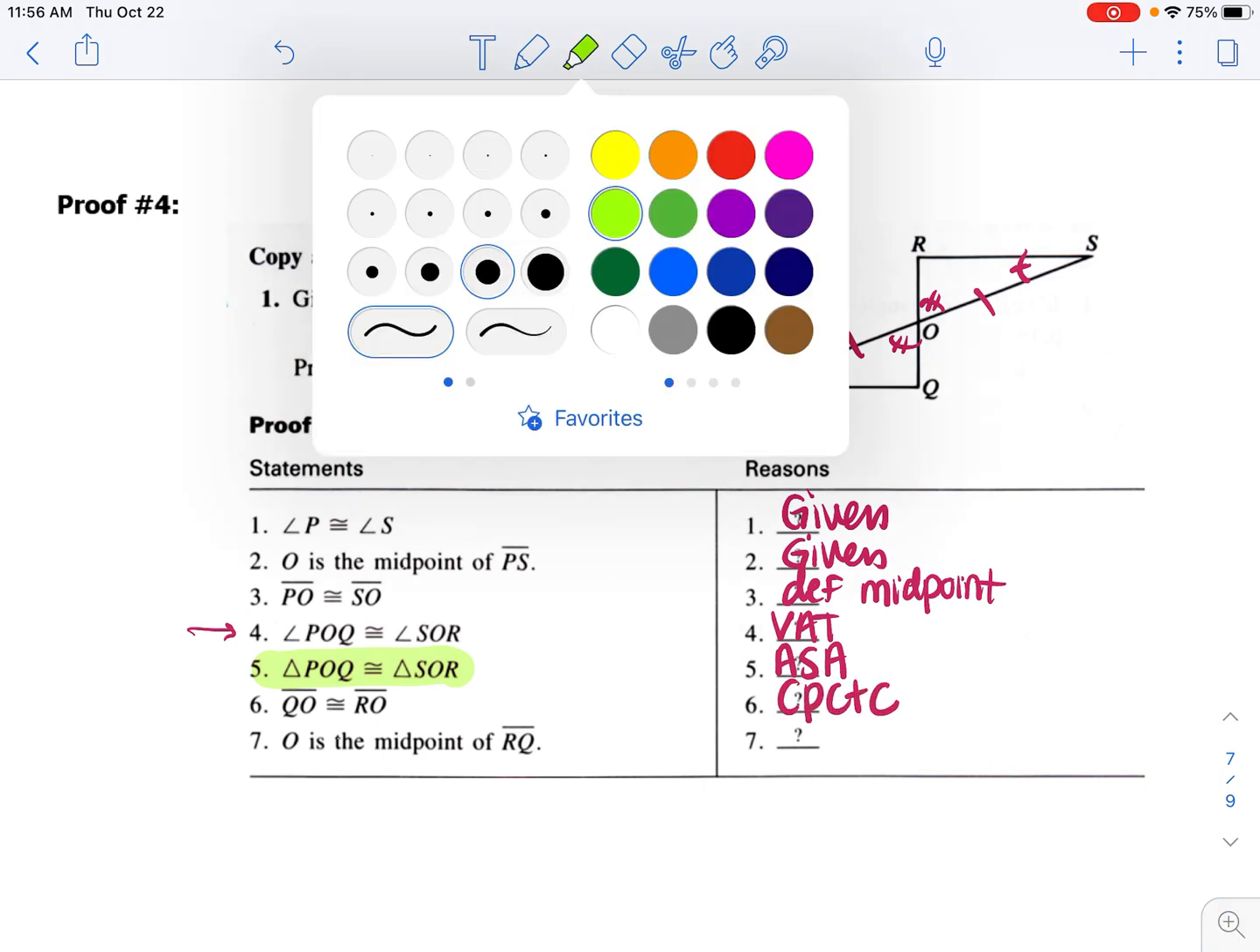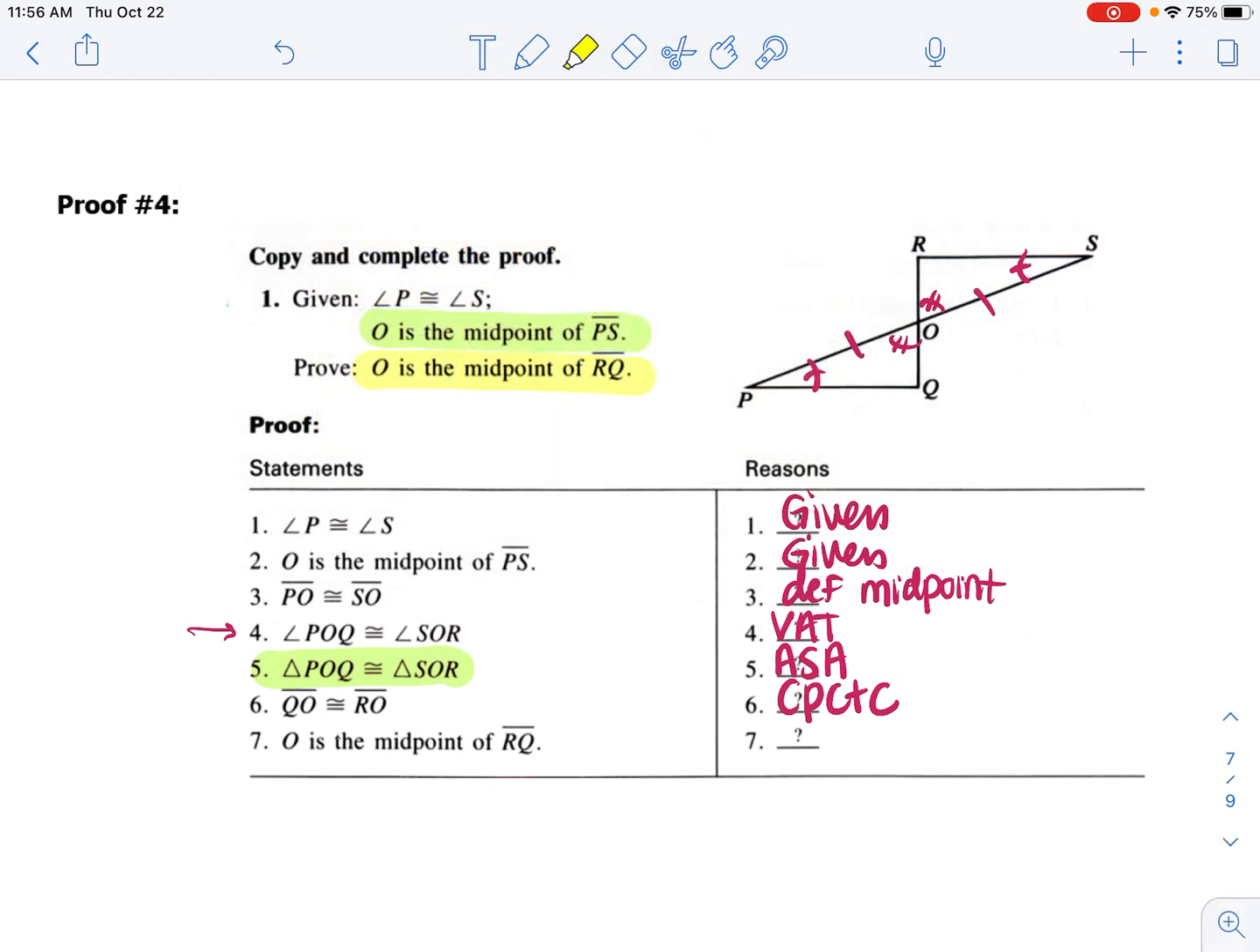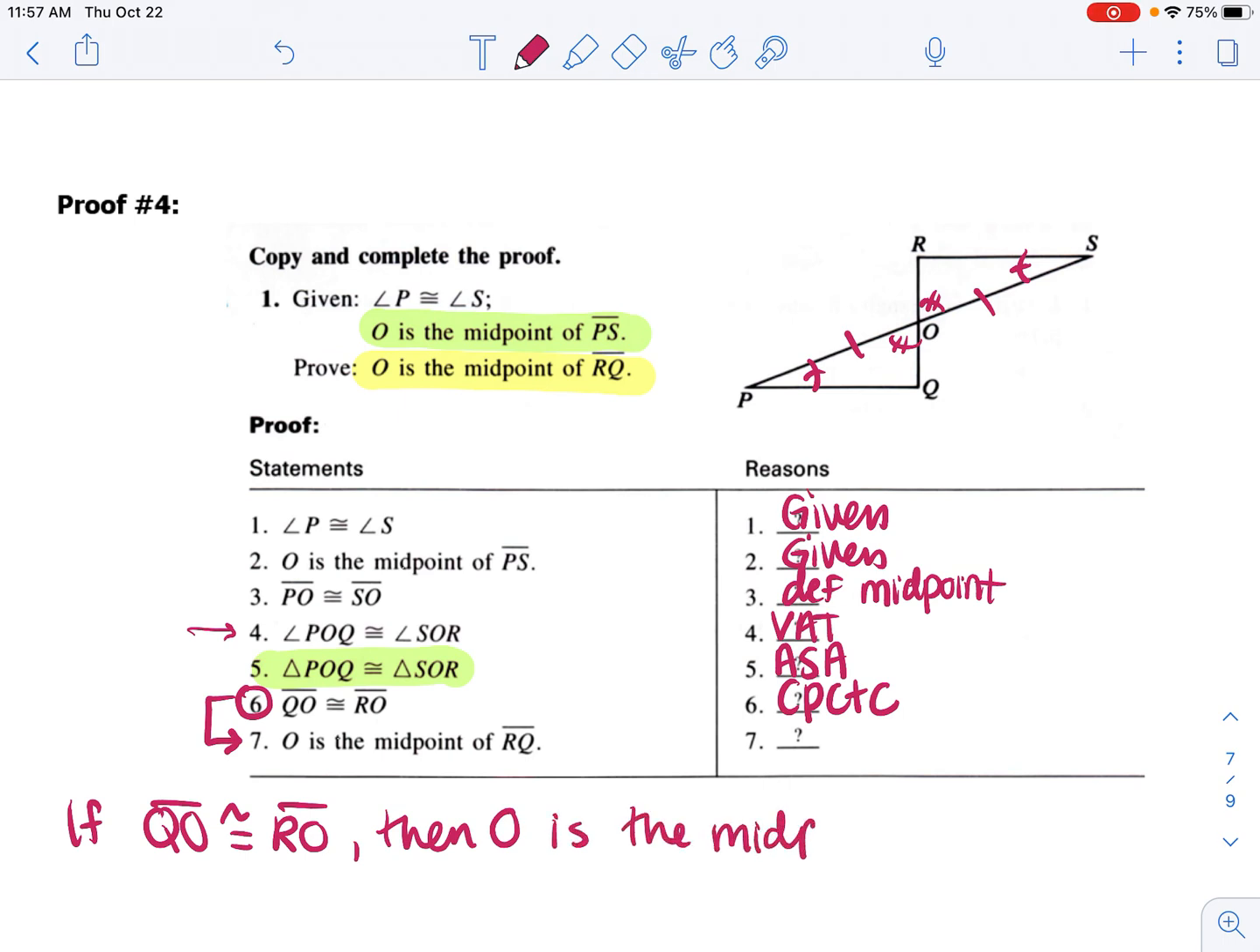But now we need to go one step further, because notice how the last statement, the statement that we want to prove, is O is the midpoint of RQ. So if you know step 6, then we can prove that O is the midpoint of RQ. So if QO is congruent to RO, then O is the midpoint of RQ. This, everyone, is the definition of what? It's the definition of a midpoint because we have the key word midpoint.